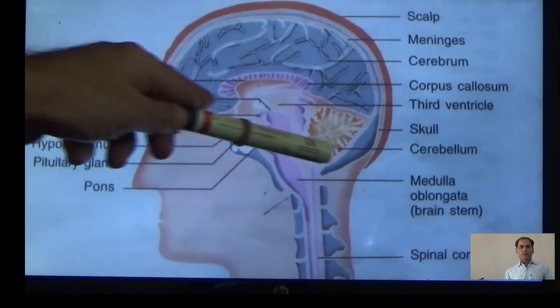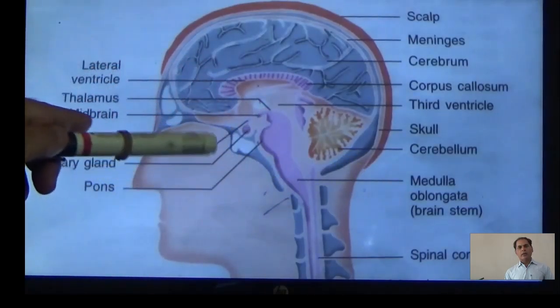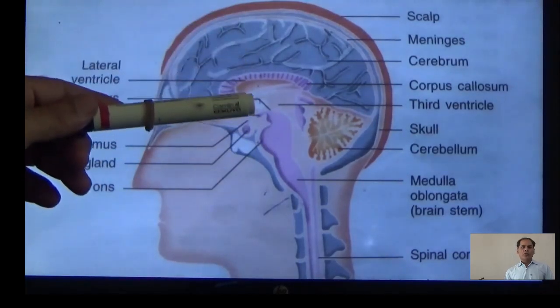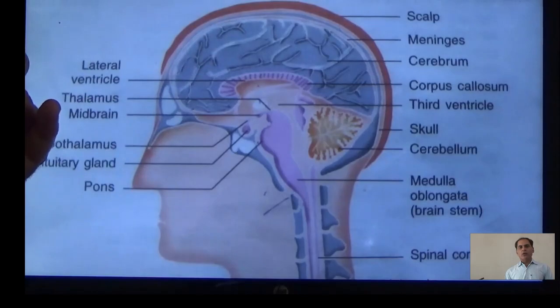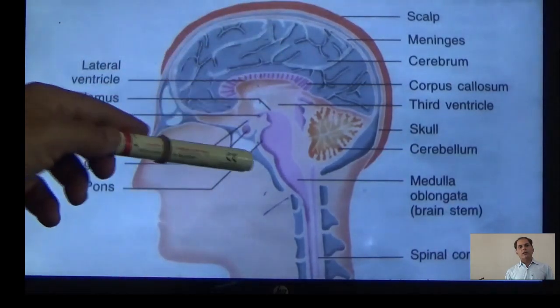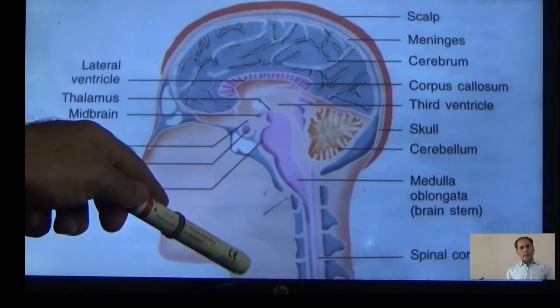The last part is the medulla oblongata. This medulla oblongata is the base of the brain, or brain stem. It is formed of white matter externally and gray matter internally, and continues behind as the spinal cord. It leads to the spinal cord downside.